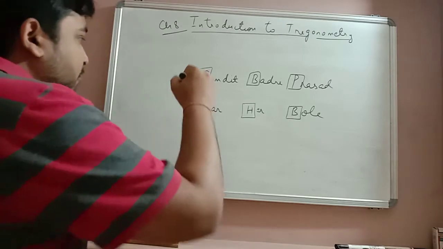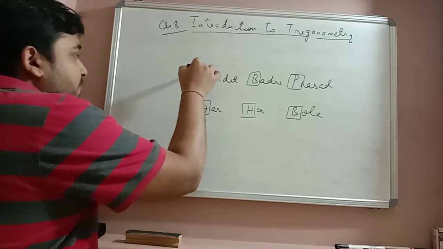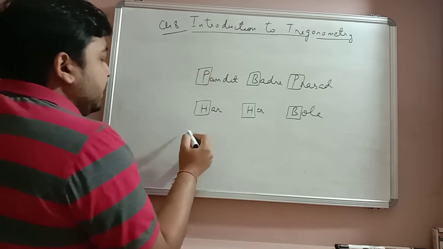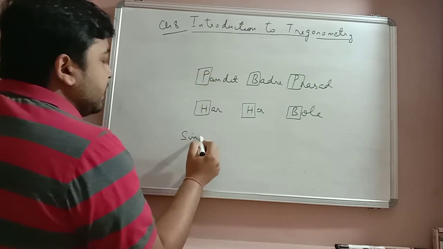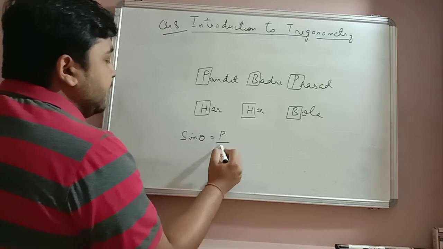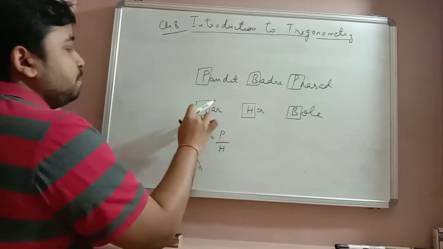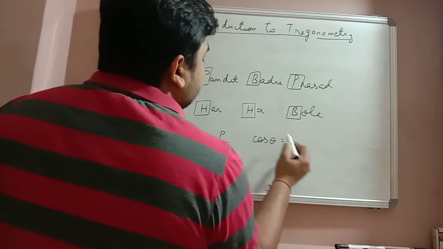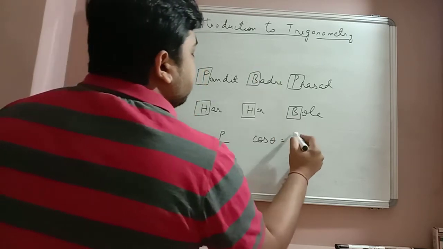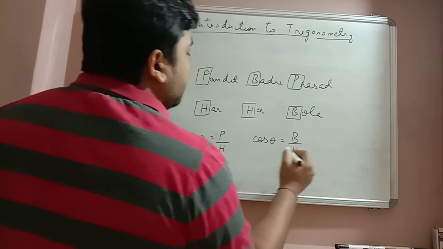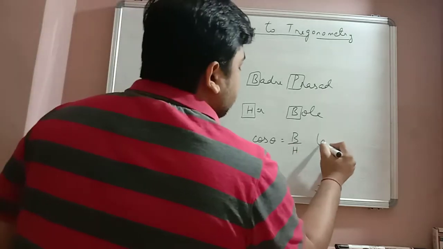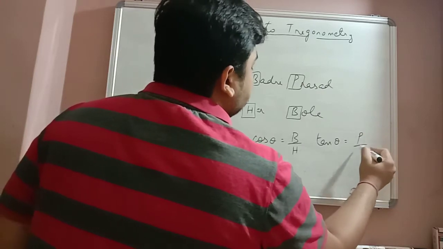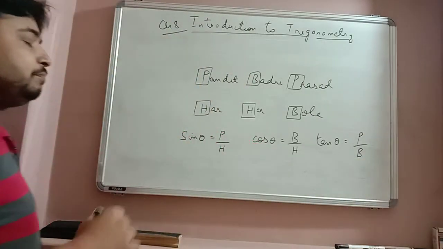So from the first 2 initials in the first 2 rows, we'll get the sine. Sin theta is P by H, perpendicular upon hypotenuse. Cos theta will be given by B by H, that is base upon hypotenuse, and tan theta will be equal to P by B, that is perpendicular upon base.